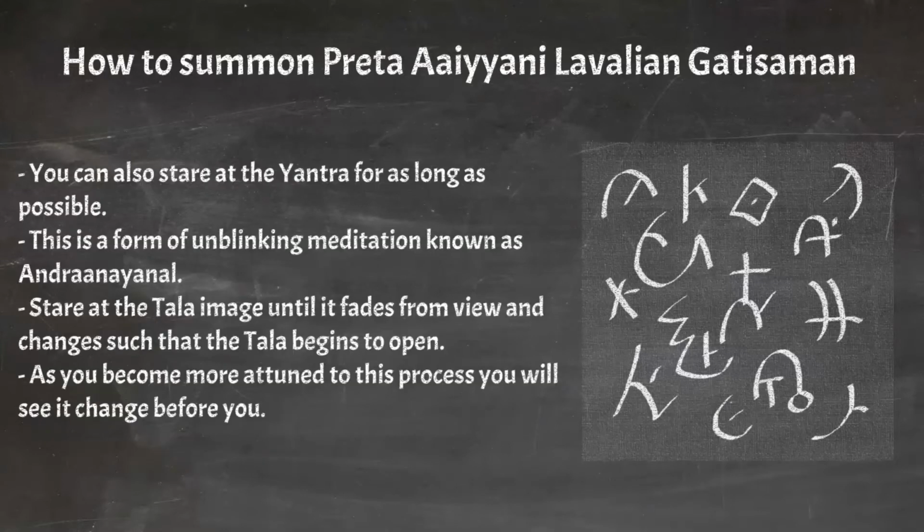There are some additional notes from the Aaiyanist Varna tantric form. You can also stare, for as long as possible, a form of unblinking meditation known as Andrananal, at the Tala image until it fades from view and changes, such that the Tala begins to open. As you become more attuned to this process, you will see it change before you.